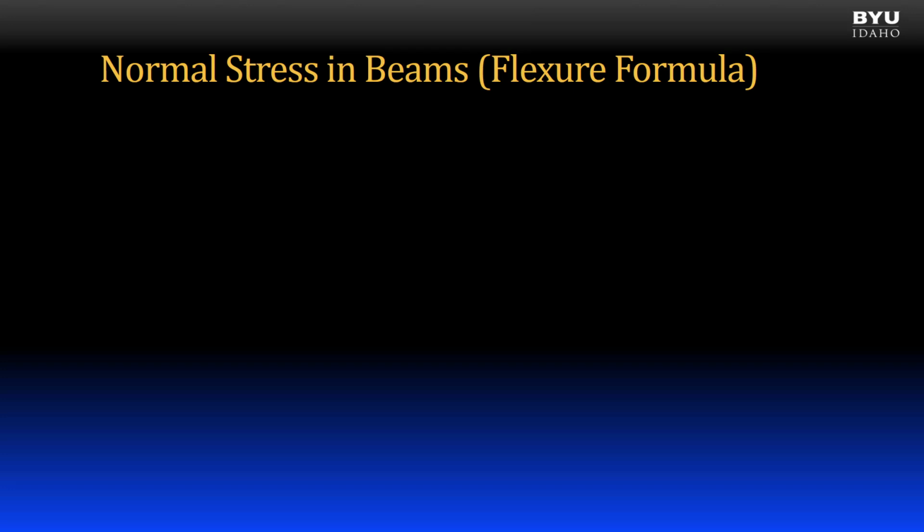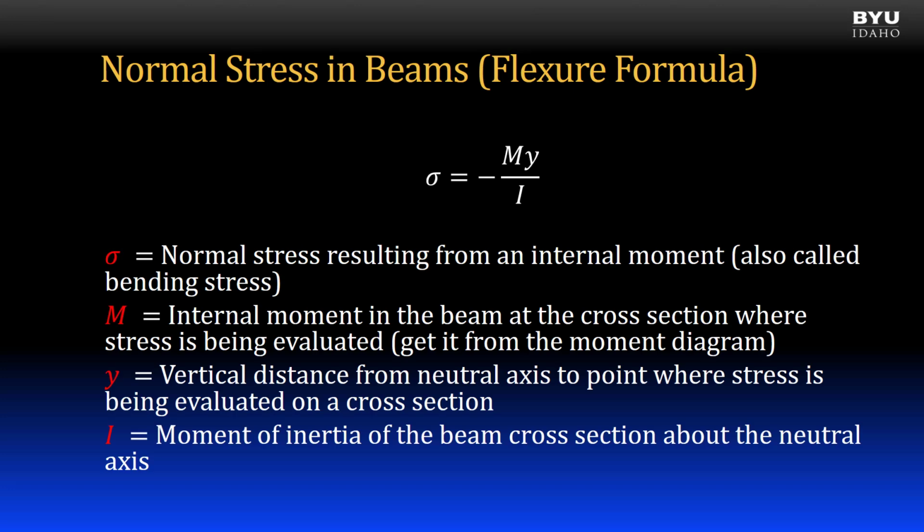Normal stress occurs in beams subjected to bending, or in other words, normal stress results from an internal bending moment. It is sometimes called the bending stress. The Flexure formula is used to calculate normal stress at a point on a cross-section subjected to a bending moment. Normal stress, shown with the symbol lowercase sigma, will be positive, indicating tension, or negative, indicating compression, depending on the point of the cross-section evaluated.